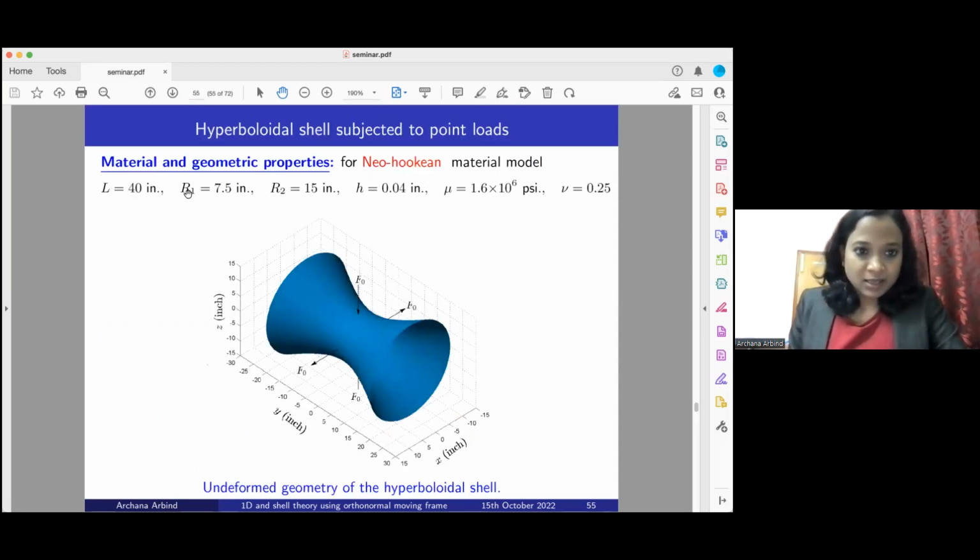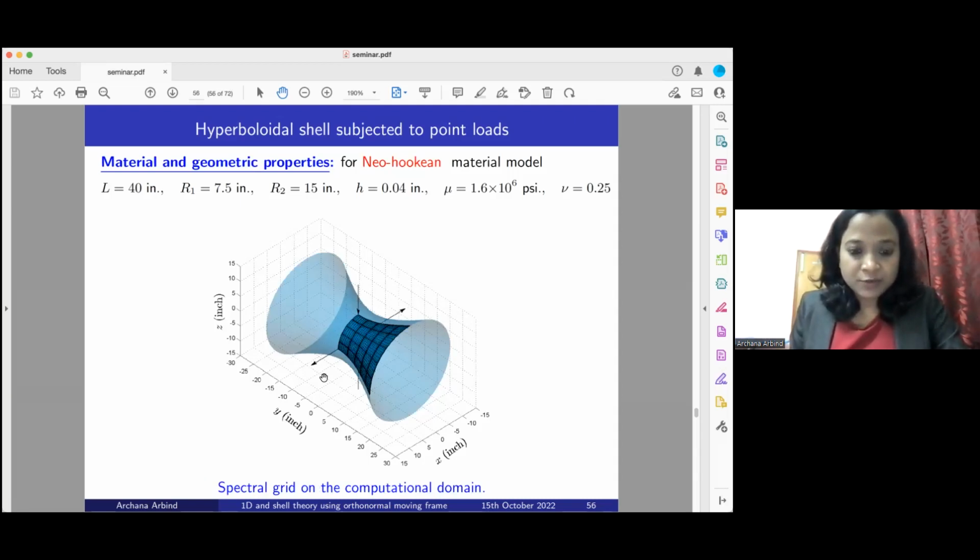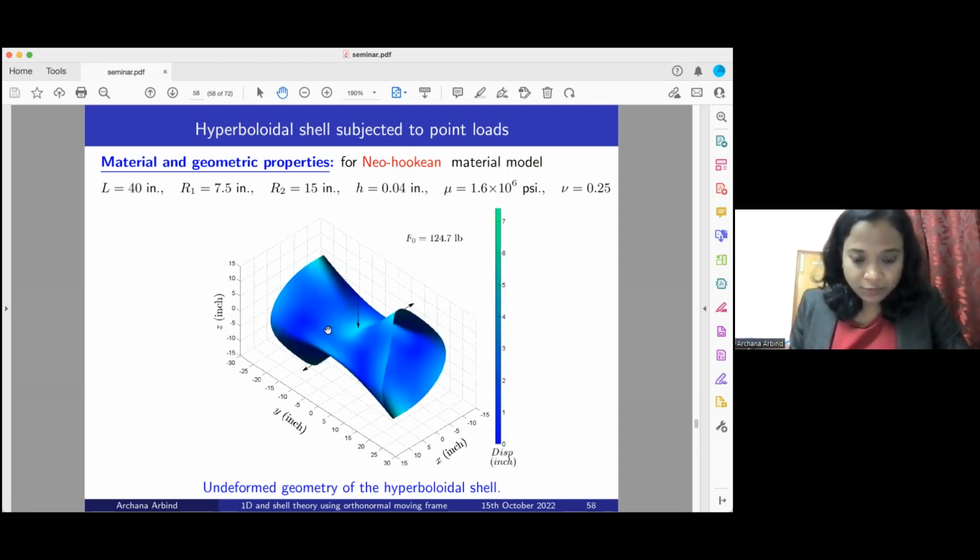This is a hyperboloidal shell. For Neo-Hookean material, in this case it is compressible Neo-Hookean, and all the geometrical parameters and material parameters are given like this. And it is getting pinched in one direction and pulled in the other by the point force. So due to symmetry, we only consider this 1/8 of the geometry as computational domain, and we analyze it by using the spectral element. So the deformed shape is like this.